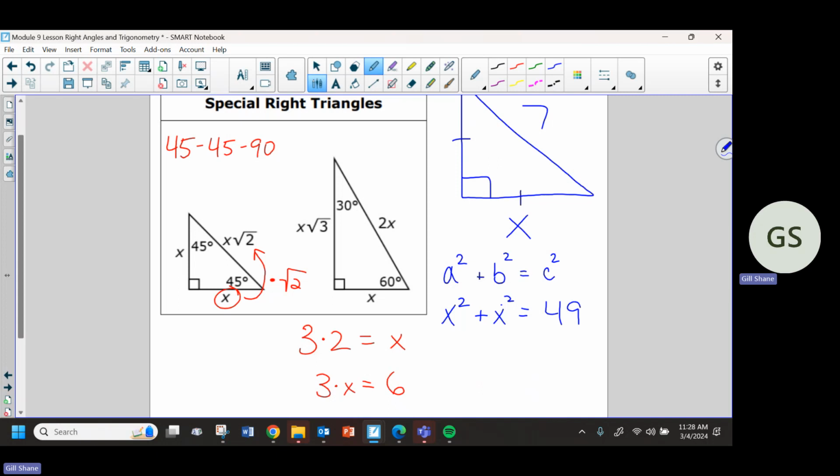So the math on this is just like what we just did. You solve it a different way, but it's still the same equation: a squared plus b squared is c squared. It's just now we know c squared.